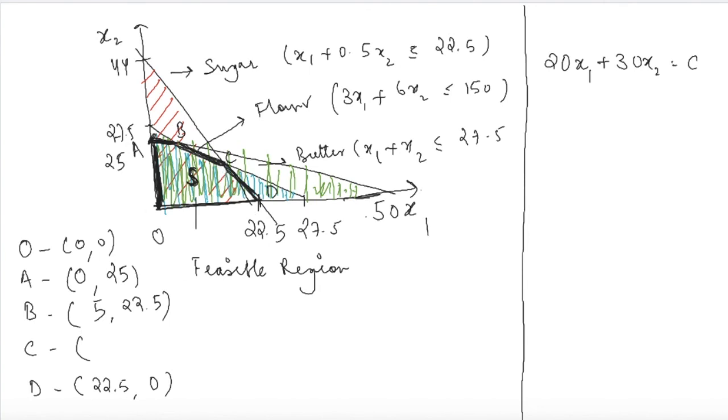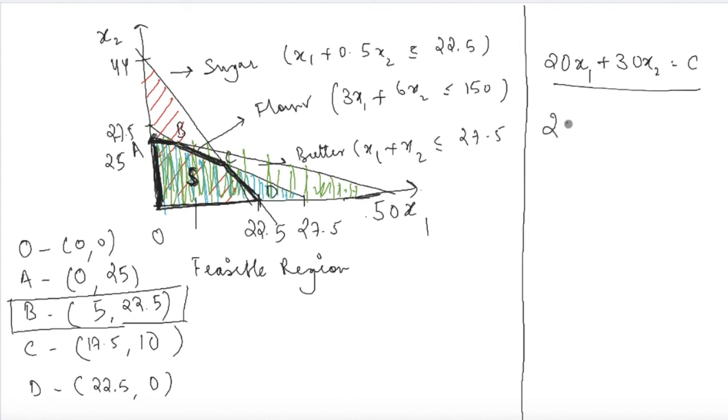And point C will be the solution of the sugar and the butter constraint. So when you solve this, you get 17.5 and 10 as the solution for point C. Now what you will do is you will substitute all of these pairs one by one in this equation and verify कि कौन से pair के लिए इस function की सबसे highest value मिल रही है. When you do this, you will notice that you get the maximum value for this point, which is point B.